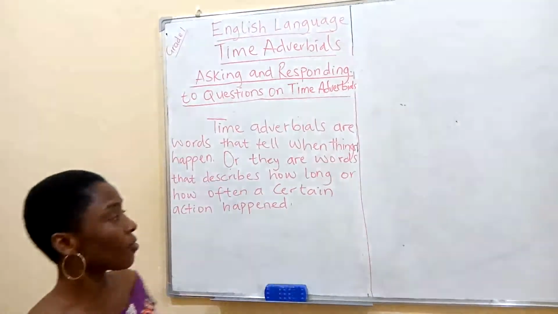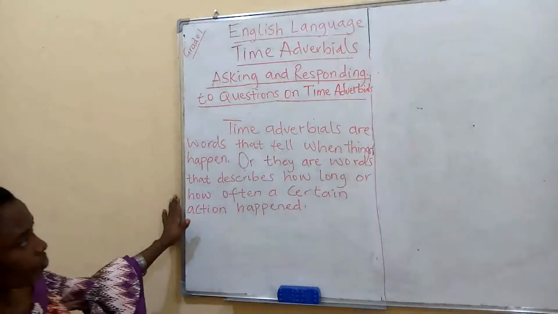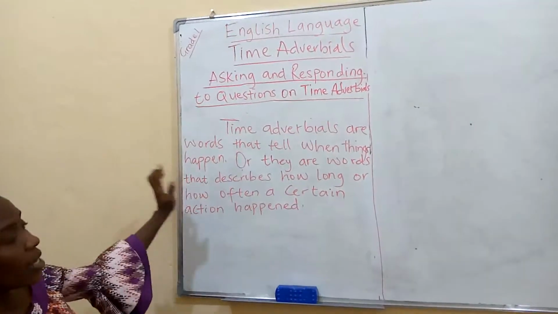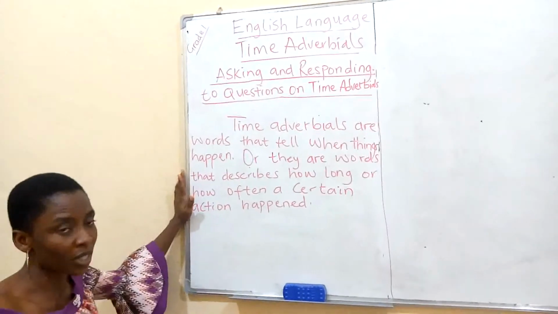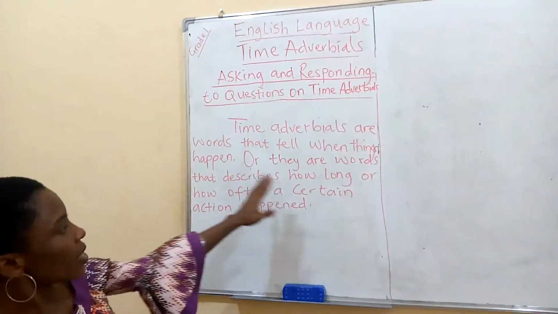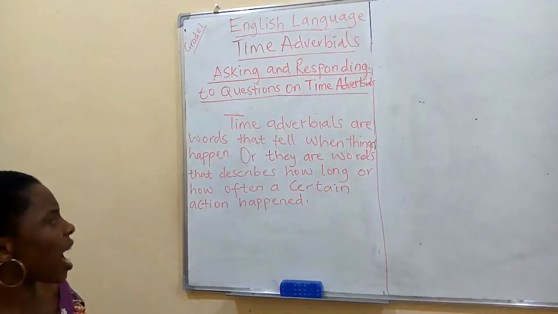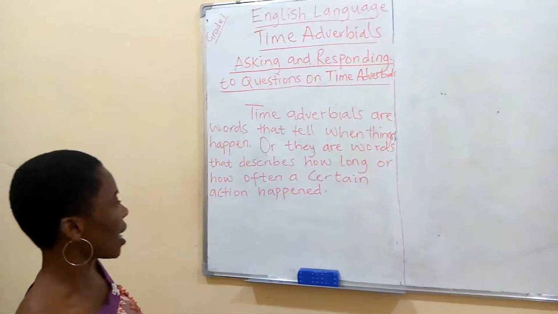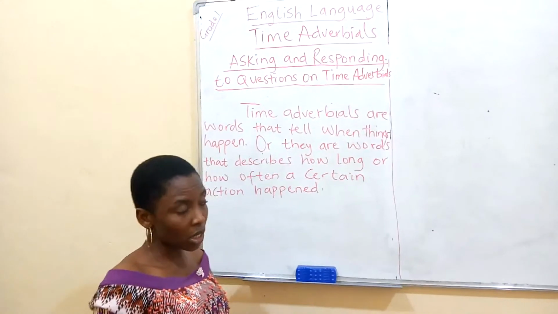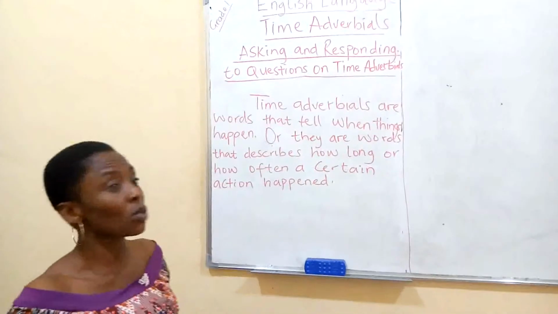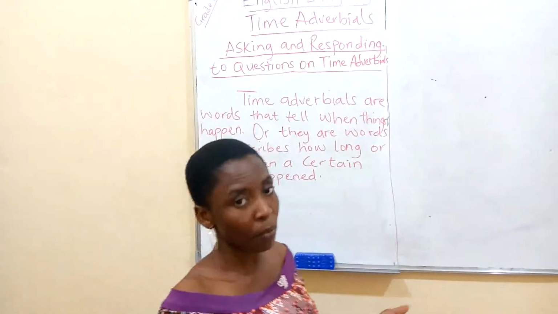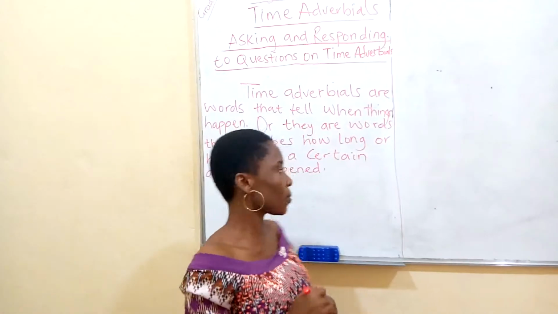Let's go to the definition, which is on the board. We say time adverbials are words that tell when things happen, or they are words that describe how long or how often a certain action happened. Have you gotten that? Now, the next thing we are going to look at will be the examples of time adverbials.